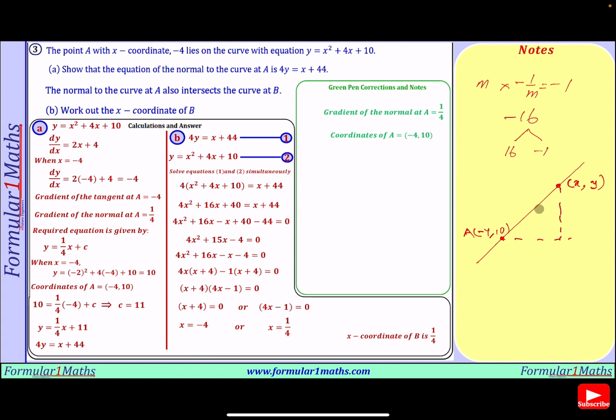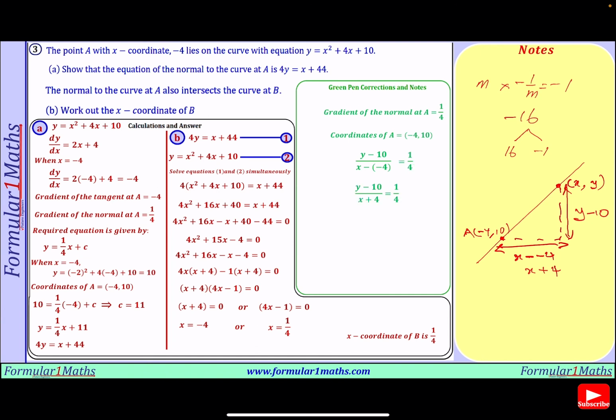This length here is y minus 10. And this length here is x minus -4, which is x plus 4. But we know that the gradient of this line here is rise over run, which means y minus 10 over x plus 4. But we know the gradient to be 1/4. So we can equate that to 1/4.